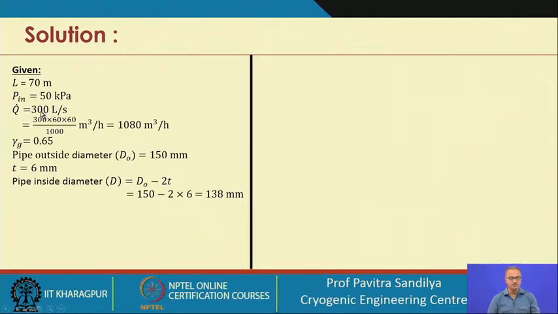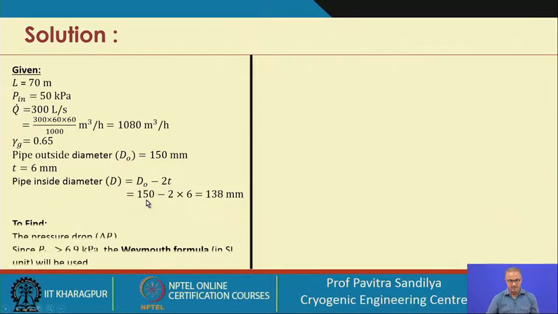Now, the only thing is this: because the volumetric flow rate has been given in LPS, that is liters per second, we first convert it into cubic meters per hour, because the equations we are going to use demand this particular unit. Then we find the inside diameter of the pipeline by subtracting twice the thickness from the outer diameter. And here we shall be using the Weymouth equation, because the pressure is quite high.